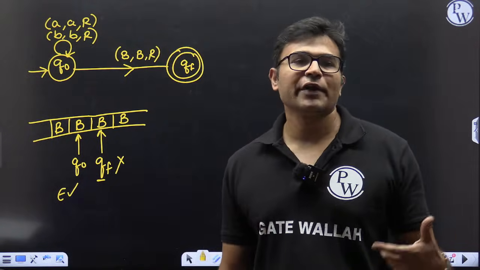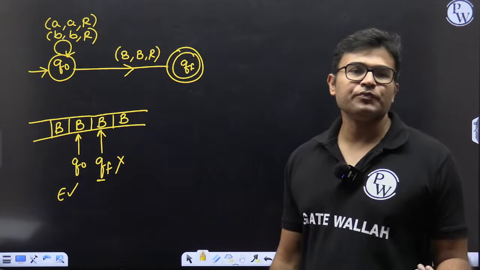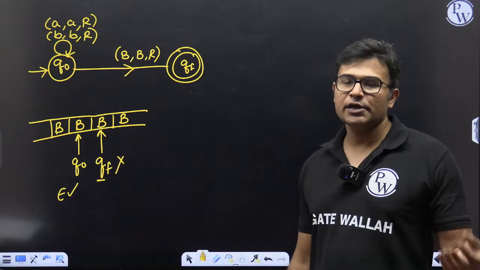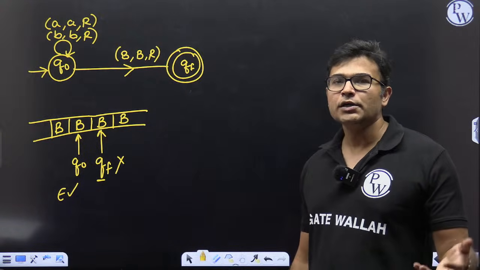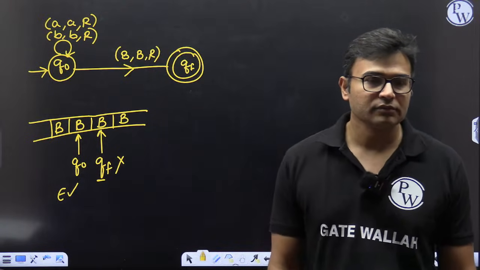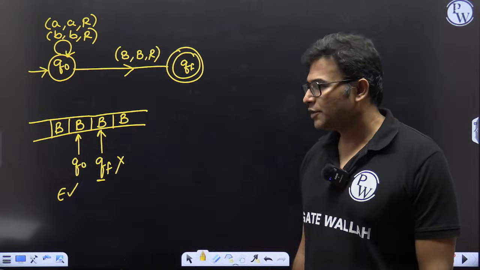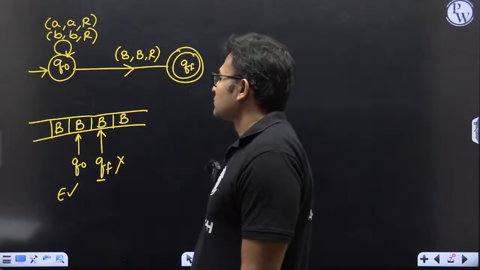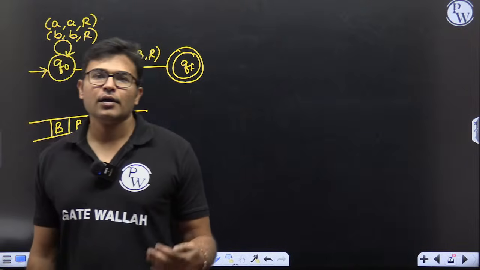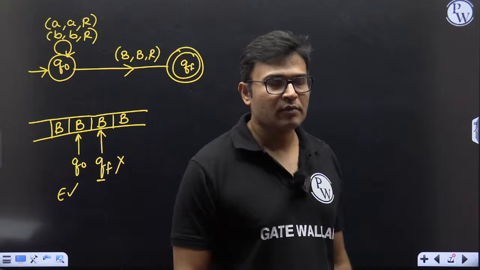Now similarly do for other strings, then you'll get the answer. Take A, take B, take AB, take BA, take ABB, and see, then you'll understand what this machine is accepting. I have given you for epsilon. You see for A, B, AB, BA, ABB, all these strings.